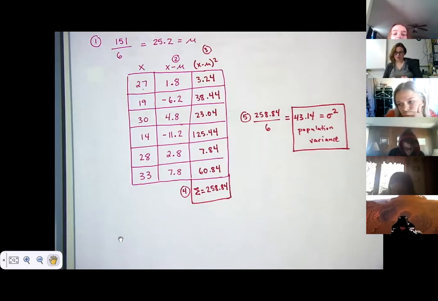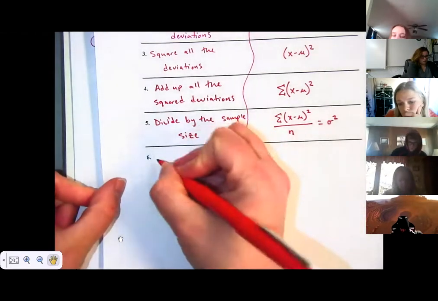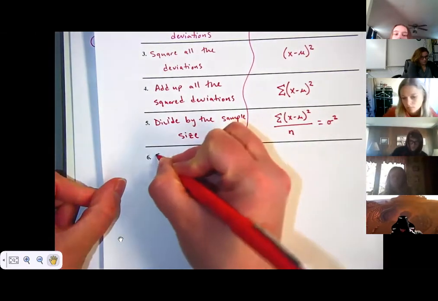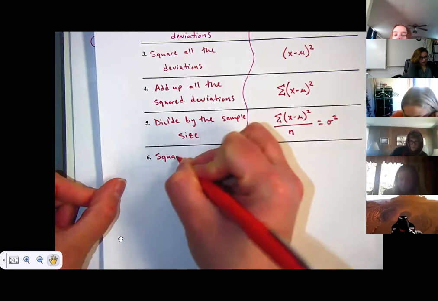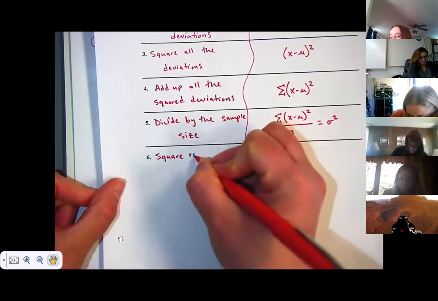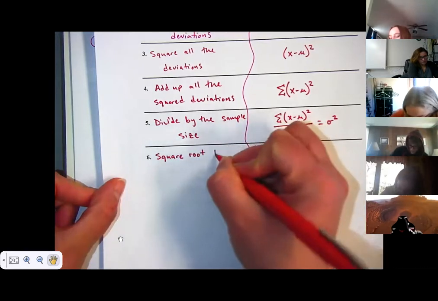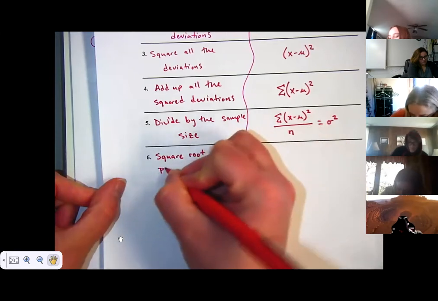All right, Mitchell and Megan. Mitchell, you're 1, Megan's 2. 2, Megan. So we squared them before, and now we have to find the square root of 43.14. That is exactly right. All right, so I'm going to write for my step 6, square root the previous step.